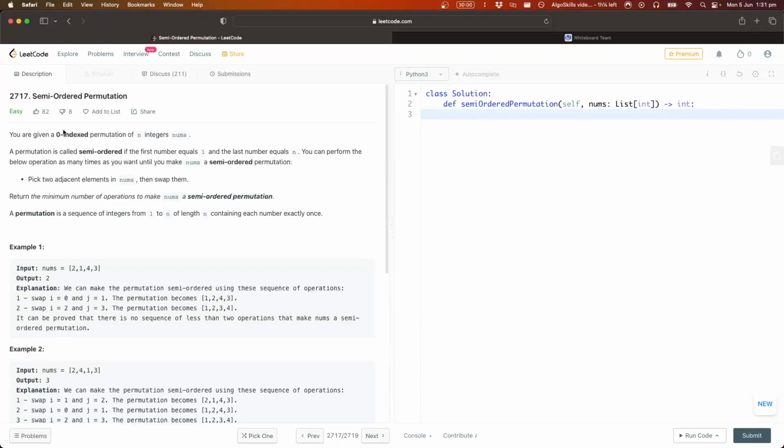In this video we're going to be going over LeetCode 2717, Semi-Ordered Permutation. We're going to be breaking down the question, then we're going to be moving over to the whiteboard where we'll go through some examples and work out how we're going to solve the problem, and then finally we're going to write some code.